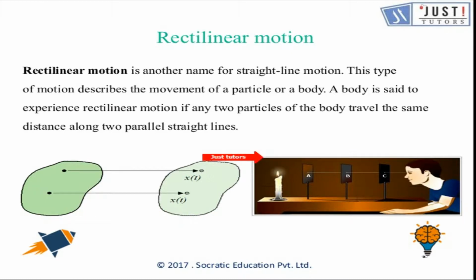Take a look at the second picture here. Now here we have a candle and an observer, and there are three screens in between the two. Now these screens have got orifices. We can see the light ray from the candle meeting the eye of the observer. Now take a look at the trajectory of the light ray. You can say that the light ray is moving in a straight line or on a rectilinear path. So we can say that light travels in a straight line or it performs rectilinear motion.